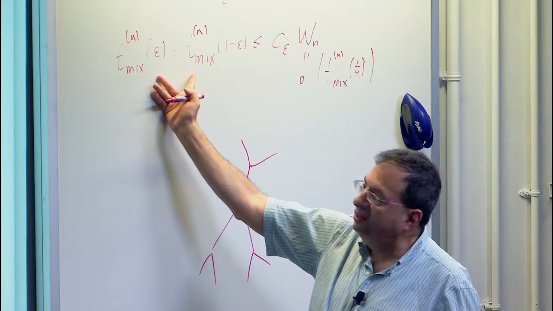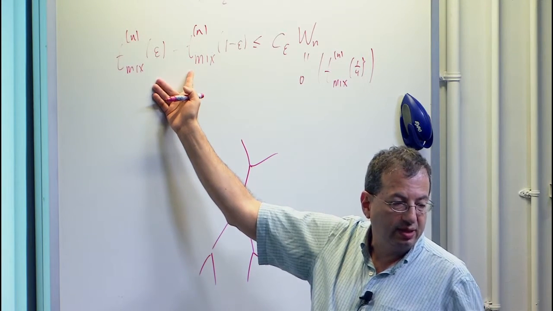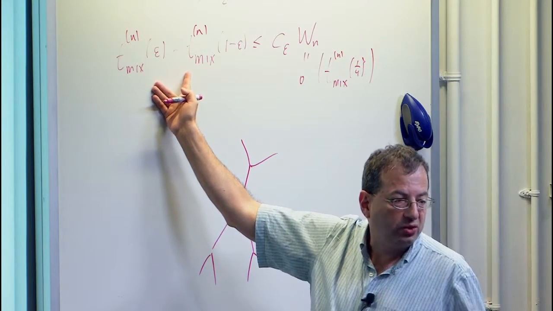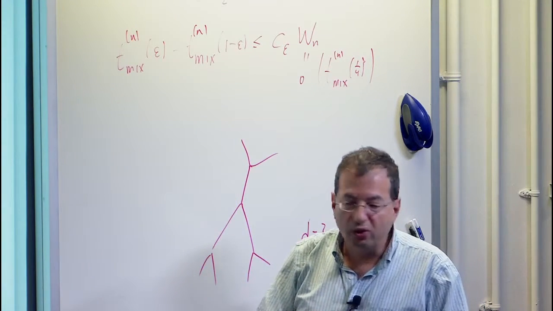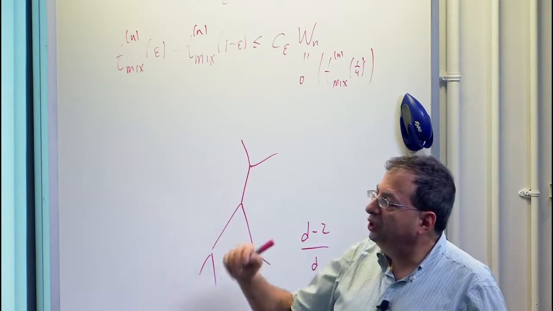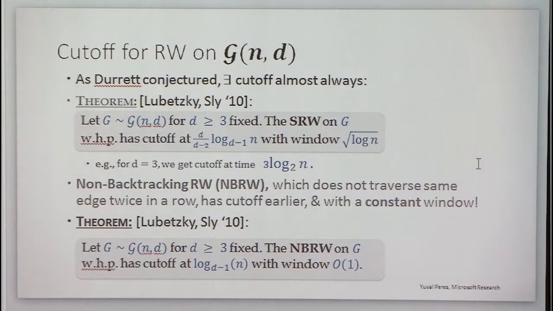Cutoff just means that this difference is little o of the mixing time, but sometimes we can get a concrete bound which is better than that, and that is called an upper bound for the window. But here, really the best window you can obtain is root log n. So this kind of inequality is true with Wn, which is root log n, but it fails if Wn is little o of root log n.